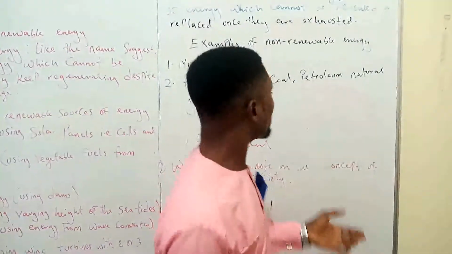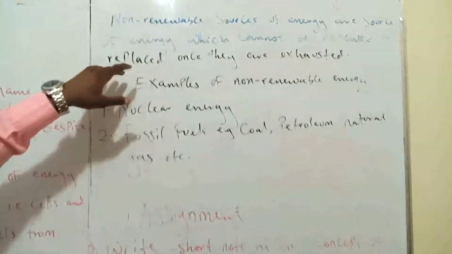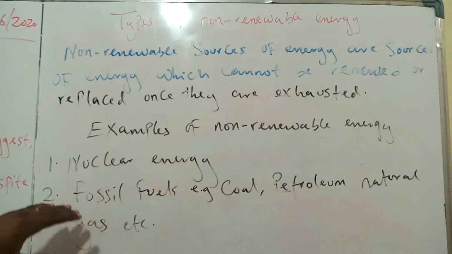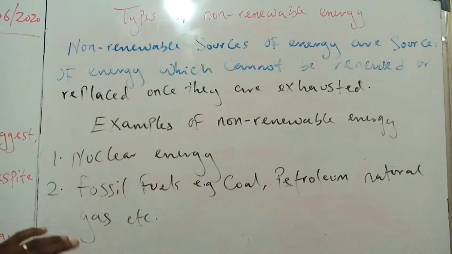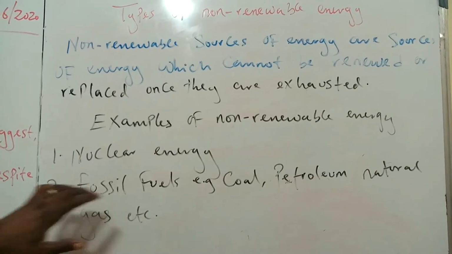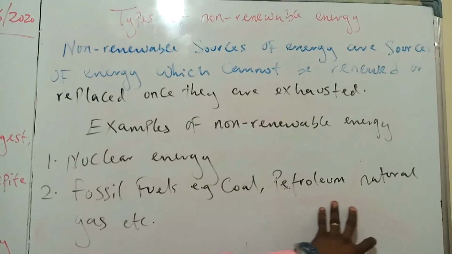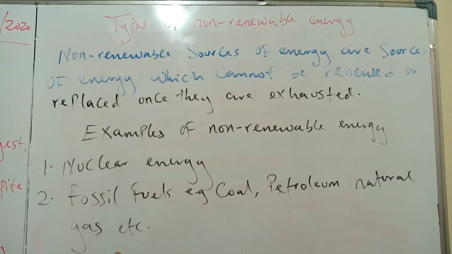Okay, so now, after explaining this, let's now look at the examples of non-renewable energy. We have the nuclear energy that cannot be renewed. We also have fossil fuel. Examples of fossil fuel are coal, petroleum products, or natural gas, etc.